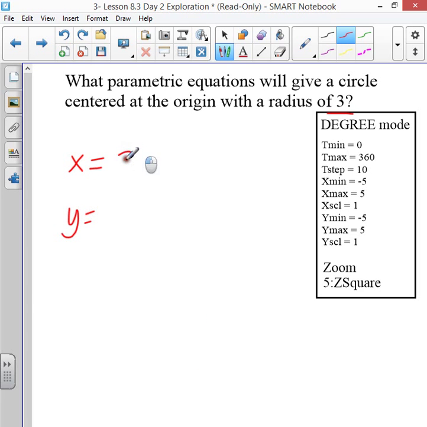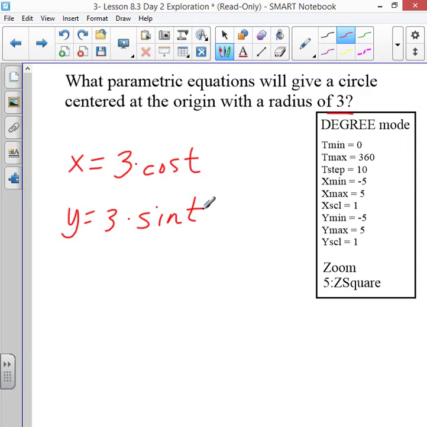x equals the radius of 3 times cosine of t. y is also going to equal 3 times sine of t, because we have to keep that radius at 3. So you can go ahead and graph this in your calculators.